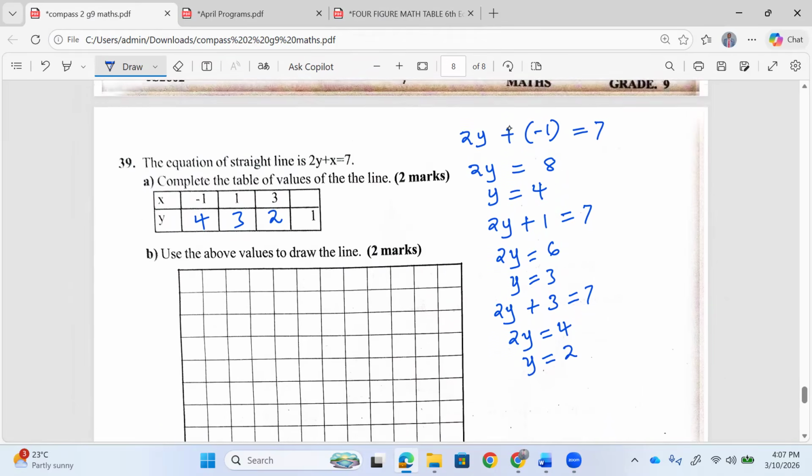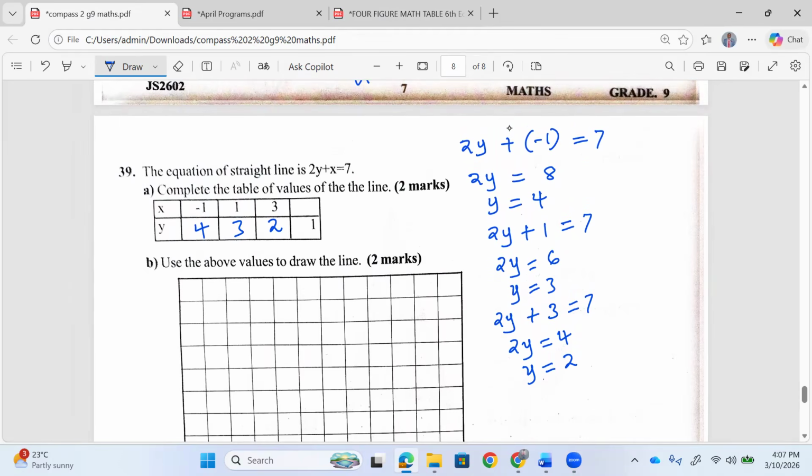Then finally, we can check the value of x when y is given as 1. So when the value of y is 1, you say 2 times 1 plus x equals 7. So that 2 times 1 is 2. To remain with x, it is 7 minus 2, which is 5. You feed your 5 there. So that is called substitution.